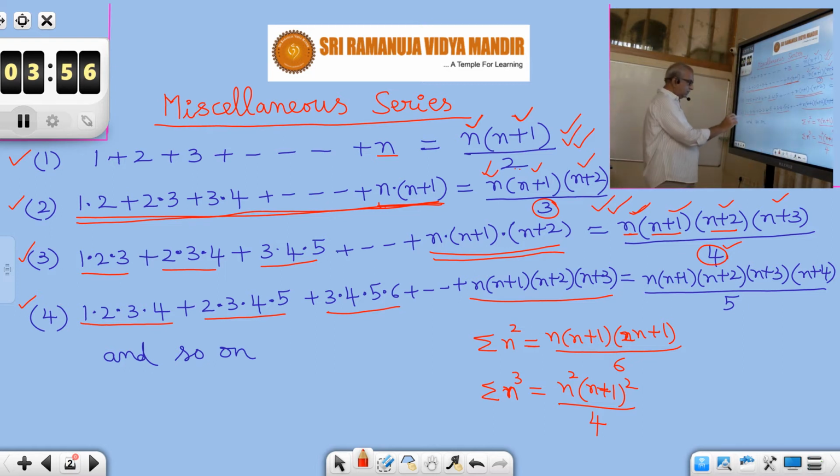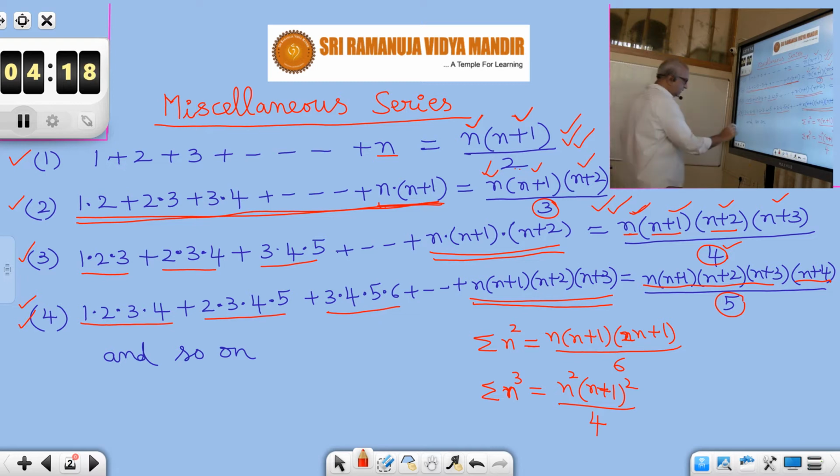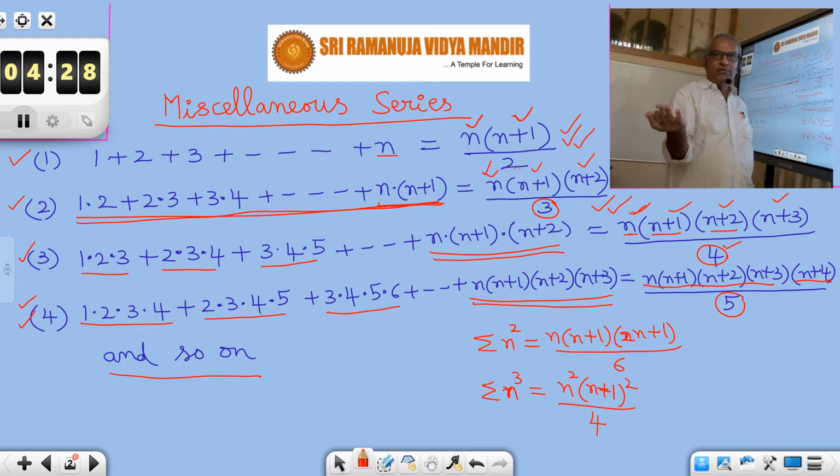In the same way, in the fourth example, what is the last term? n into n plus 1 into n plus 2 into n plus 3. We write all the 4 factors again on the right hand side, and we write one more factor. So divided by what? Naturally, 5 factors are there in the numerator, so the denominator is 5. Like this, and so on. You can write the 5th formula, 6th formula, 7th formula. All these formulas, what is on the right hand side, you know. So all these are correct.